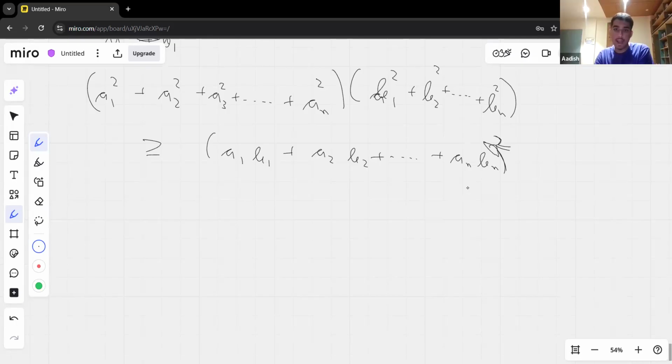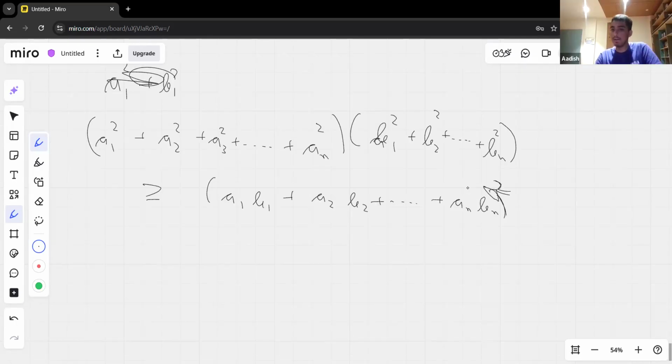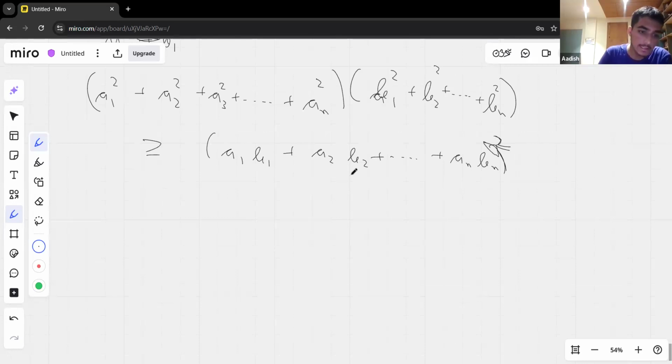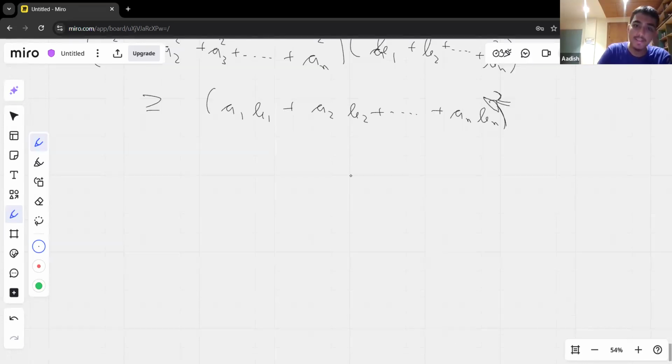Okay. First of all, I'll give you one intuition to remember this inequality. Although this does require you having seen vectors before. If you don't know what vectors are, don't worry about it. So suppose you have two vectors v1 and v2.